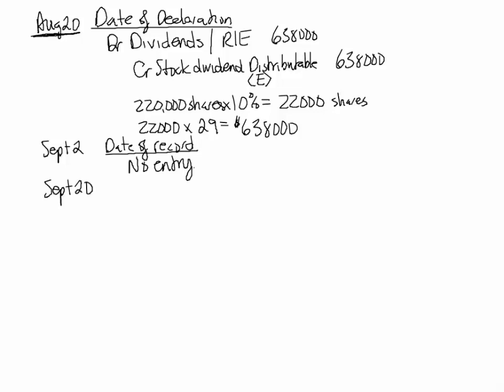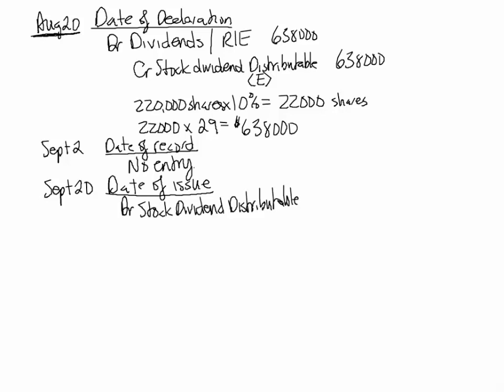Now previously when we were doing a cash dividend, this was the date of payment. But now it's the date of issue. It's the date that you actually issue the common shares. So what's going to disappear? The stock dividend distributable. That account is going to disappear because we no longer owe anybody common shares. Why not? Because we're about to issue them.